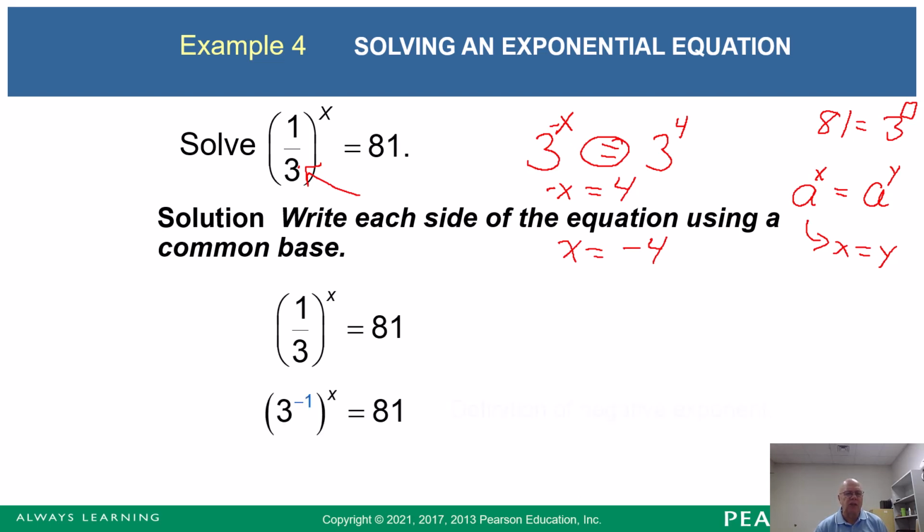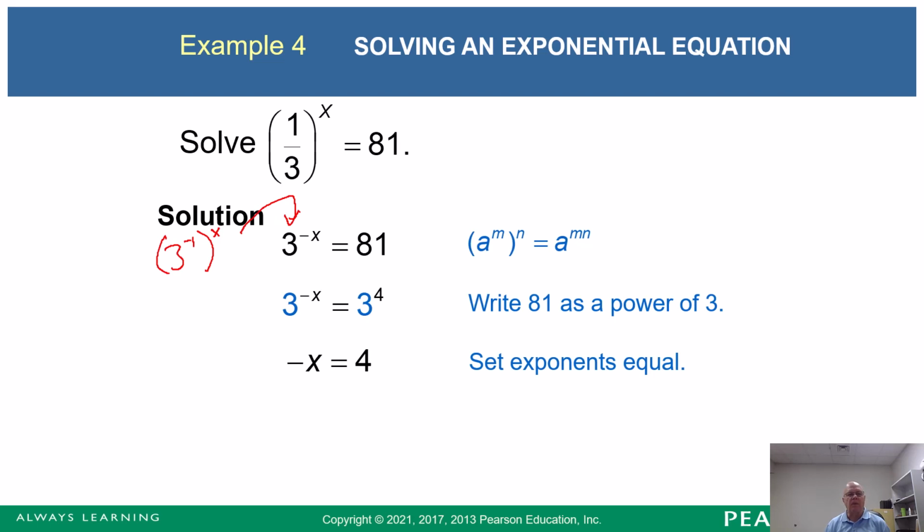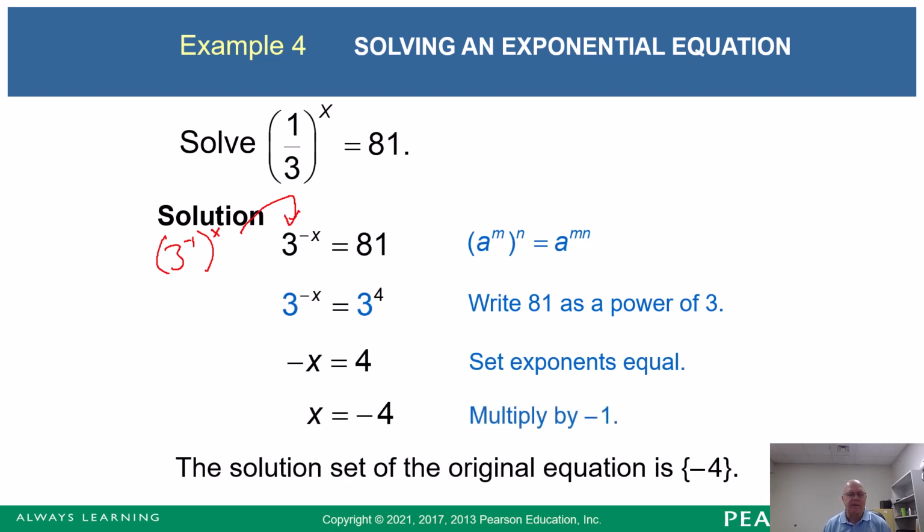So there's our original. 1 over 3 is 3 to the minus 1. And there's our x power. So we had 3 to the minus 1, to the x power, multiply the exponents, and this is what you get. And on the other side, 81 is 3 to the fourth power. You've got minus x, and now you've got x. So there's the solution set.